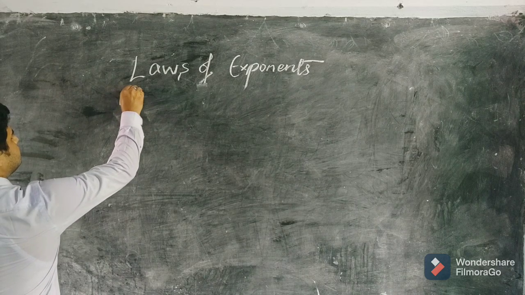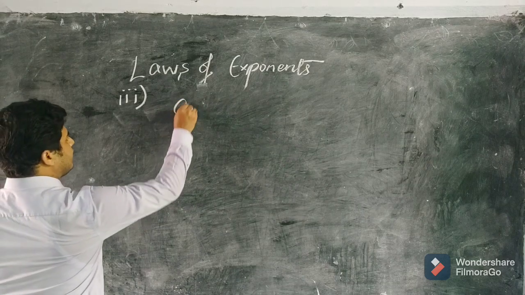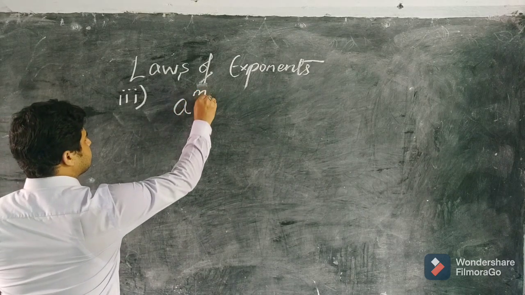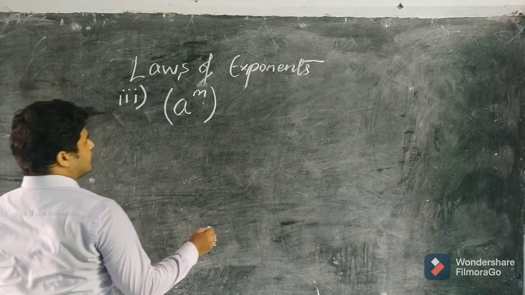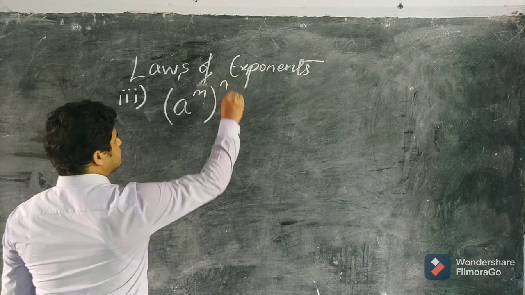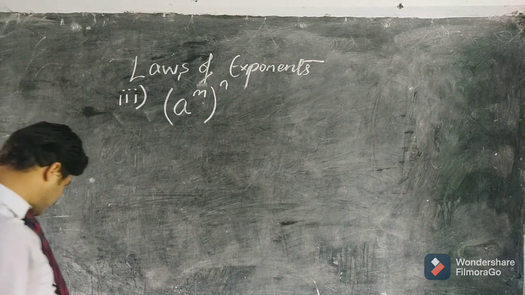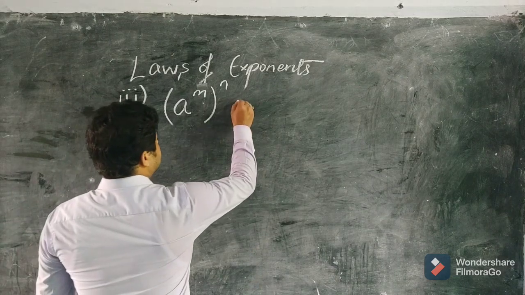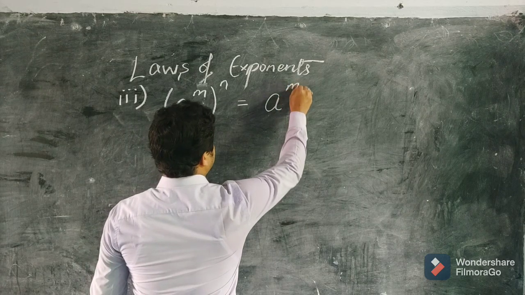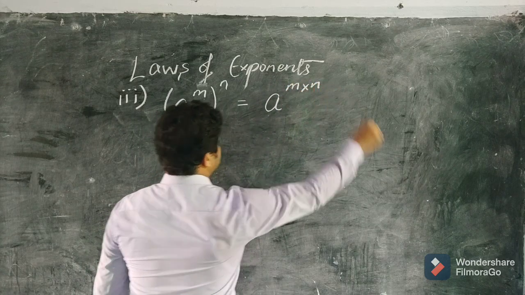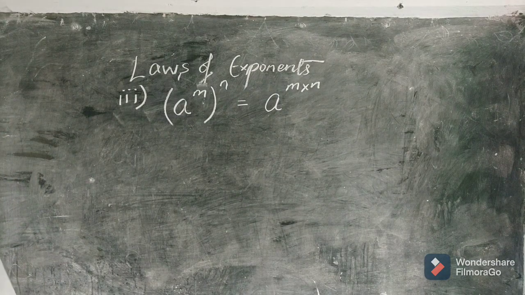The third law says that if there is a number a whose power is m and it is raised to the power n, a to the power m raised to the power n, this will become a to the power m into n. The power is multiplied.